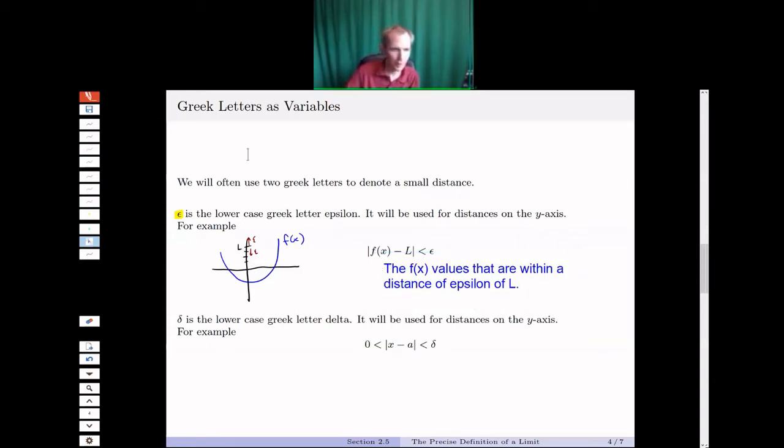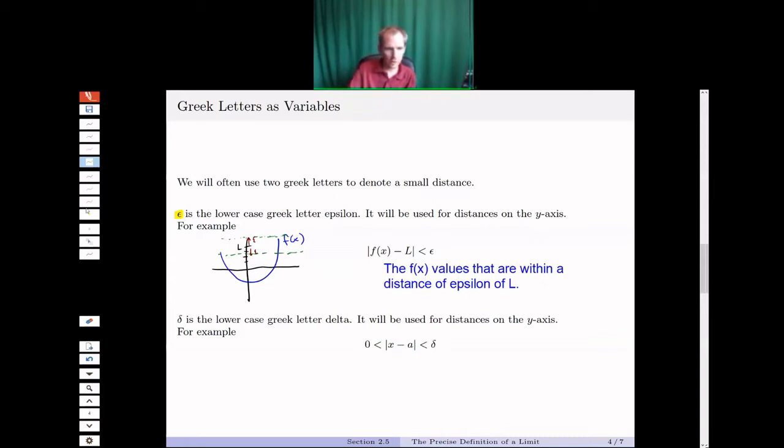So if I have my little distance epsilon here, then I'm looking at y values that are between these green dotted lines that I have crudely drawn.